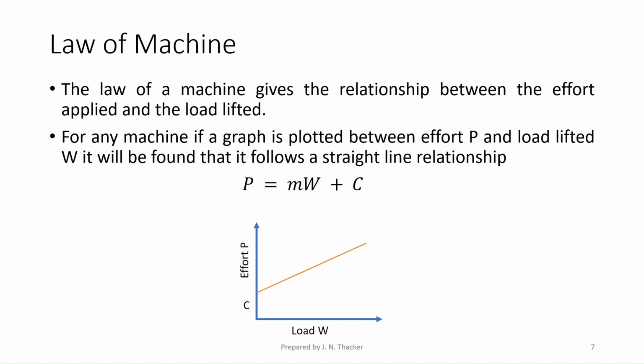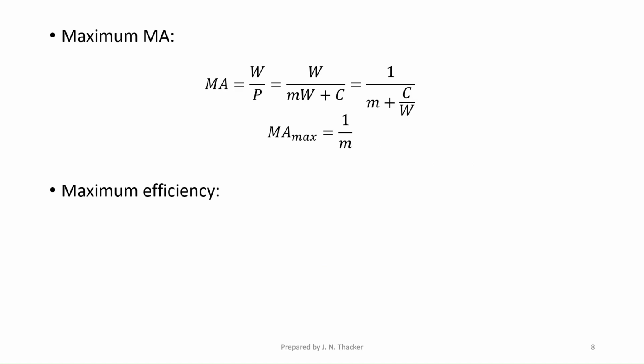So consider here that after the effort value C, your load will start lifting. Till then, the effort is being lost in overcoming the friction. So this is the law of machine, P is equal to mW plus C. Then two more important formulas are maximum mechanical advantage and maximum efficiency. So let us see that.